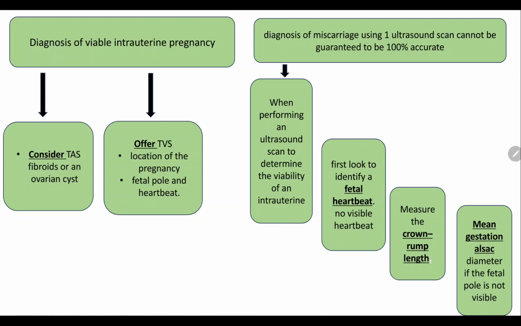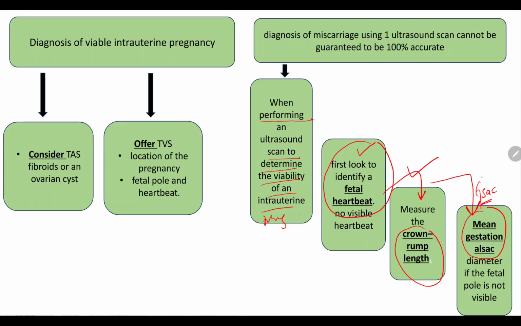So whenever you are performing an ultrasound to determine the viability of an intrauterine pregnancy, first you have to check for the fetal heartbeat. If the fetal heartbeat is not visible, then you have to go for the crown rump length. And if the CRL is also not there, then you have to take the mean gestational sac diameter. Okay, so this is your step-by-step ultrasound. First you have to check for the heartbeat. If the heartbeat is not there, just measure the CRL. If the CRL is still not there, then you can go for the gestational sac.